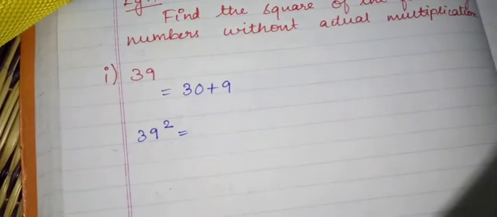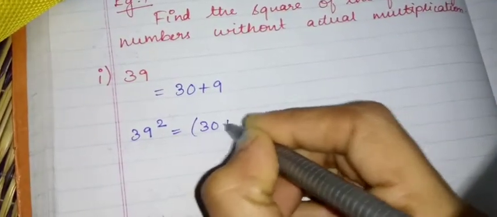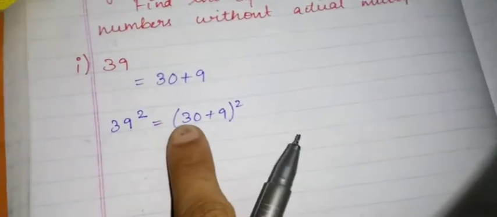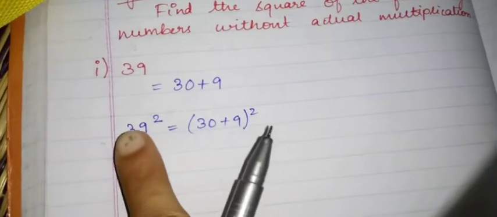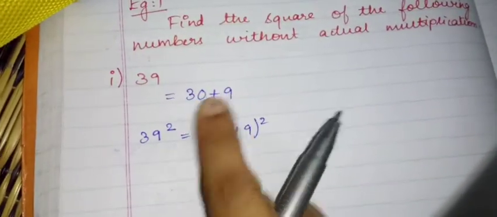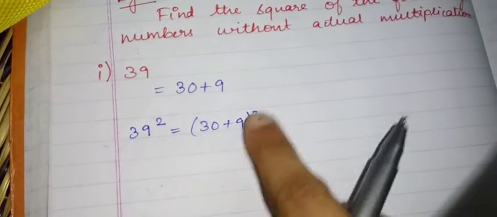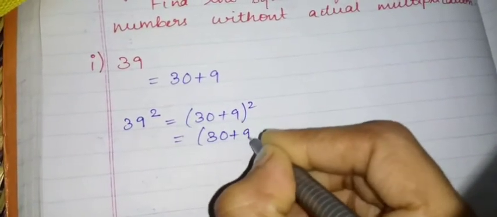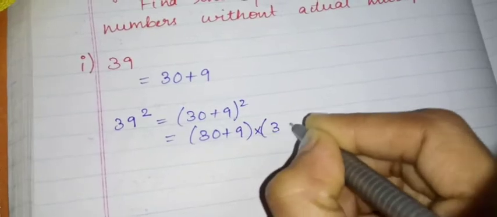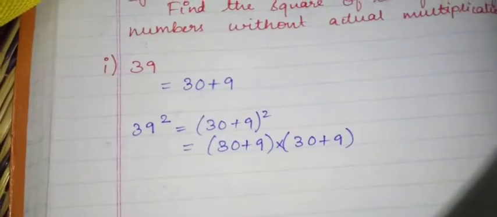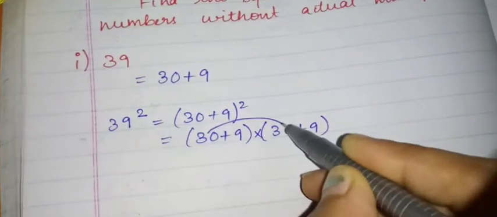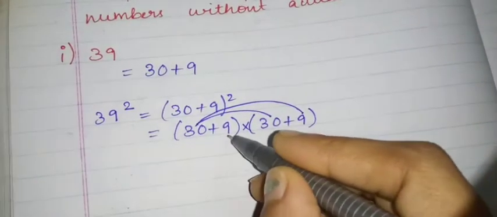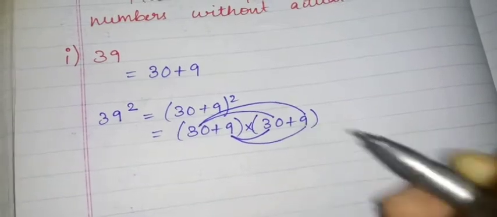So, 30 plus 9 the whole square. 39 square means 30 plus 9 the whole square, correct? Because the value of 39 is 30 plus 9. If it is a square, this whole thing is squared. So how will we separate it? 30 plus 9 into 30 plus 9. What will you do now? You will multiply this 30 with this 30, then 30 with 9, then 9 with 30, then 9 with 9.